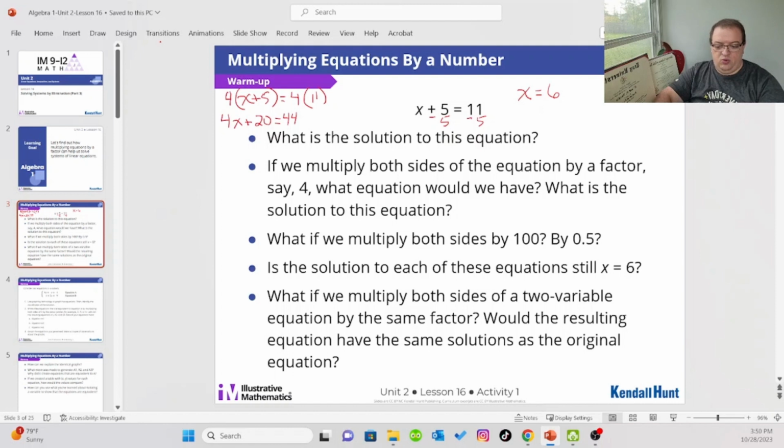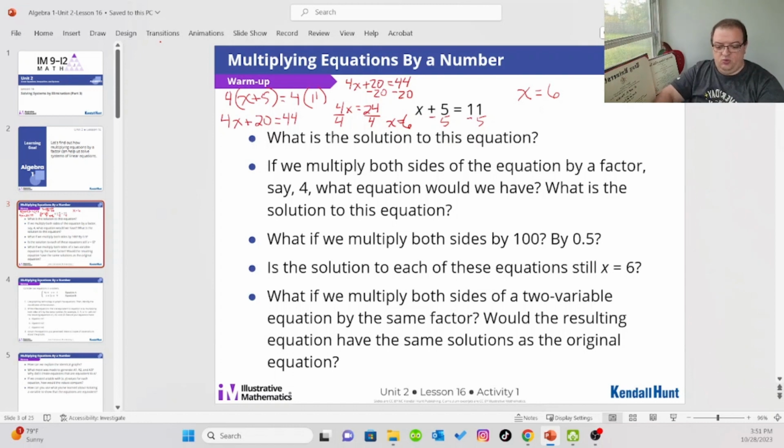Now they want to know what is the solution to this equation. So we would take 4x plus 20 equals 44. We would get rid of the 20 by subtracting it from both sides. That would give us 4x equals 24. We would divide both sides by 4, and we would end up with x equals 6. So we can see that we still have the same solution, even if we multiply everything through by 4.